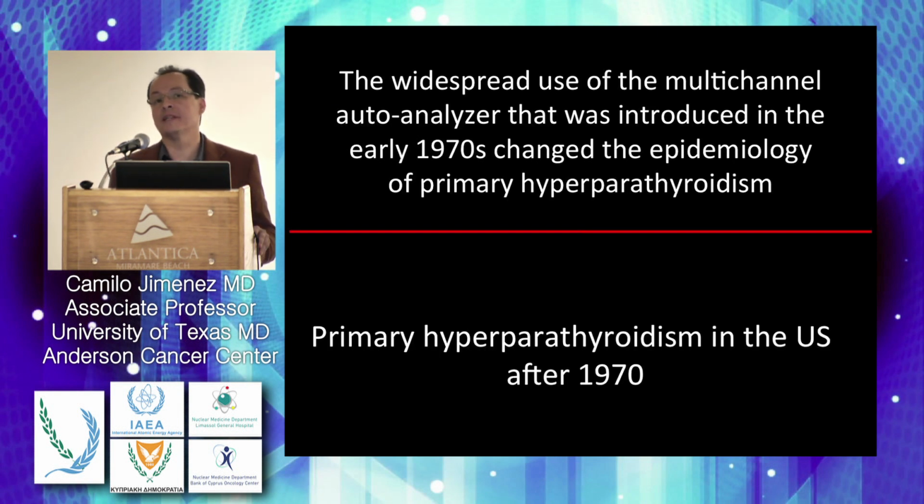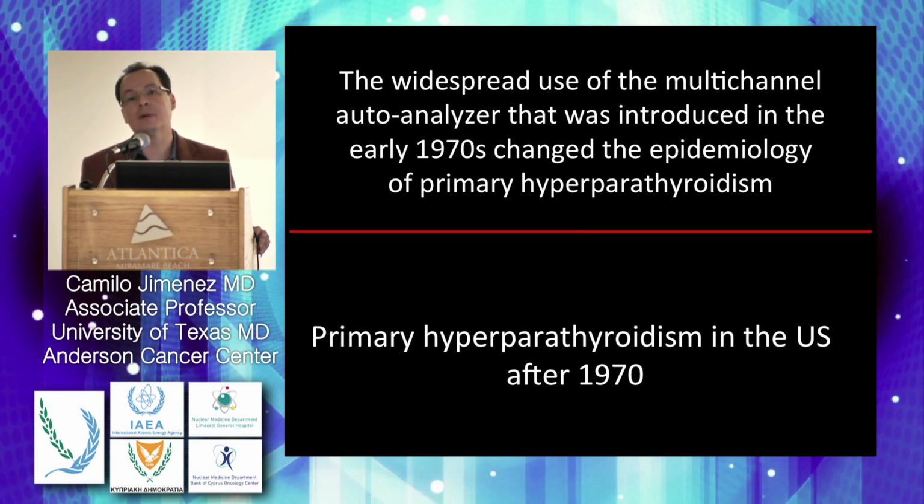However, the history of primary hyperparathyroidism changed after the 70s. And why did it change? Simply because the multi-channel autoanalyzer was introduced into clinical practice, which was able to measure calcium levels in plasma in everybody. And the primary hyperparathyroidism that we are now used to seeing are cases that are not as severe as the ones that I just presented to you.